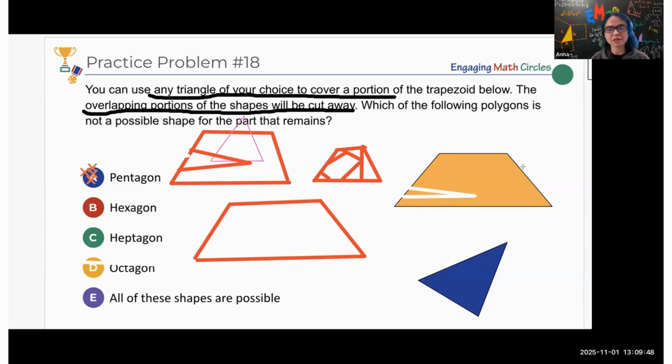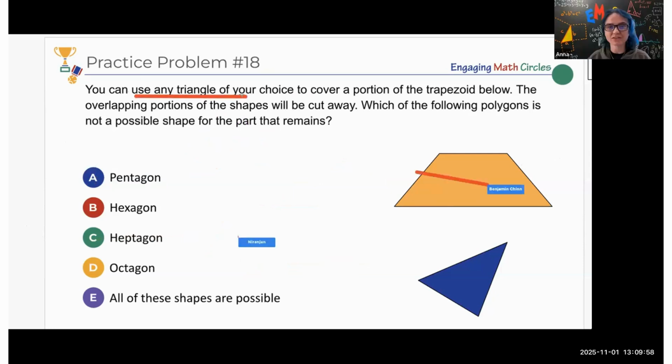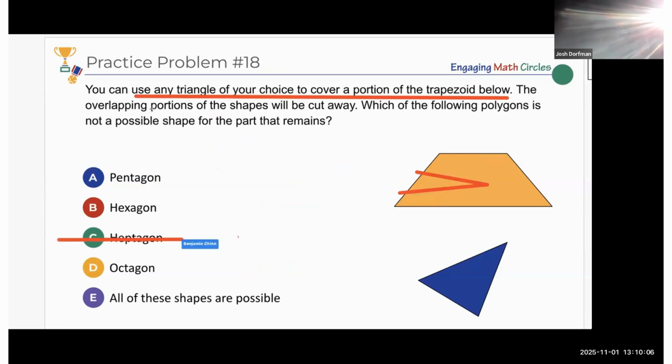You don't draw two triangles. Oh, we are probably misunderstanding. Let's read it again. Just for example, any triangle of your choice. If I were to draw this triangle, that part would be cut out. You don't draw two triangles, because then what's the trapezoid for?